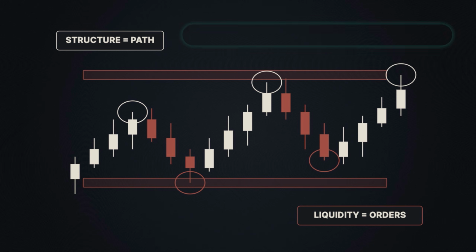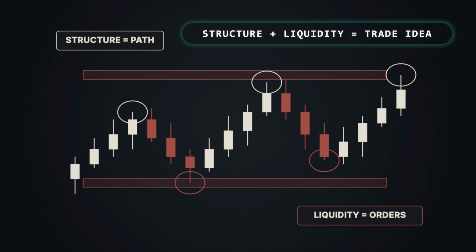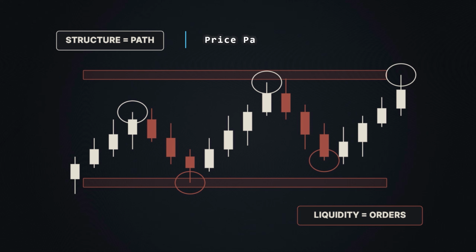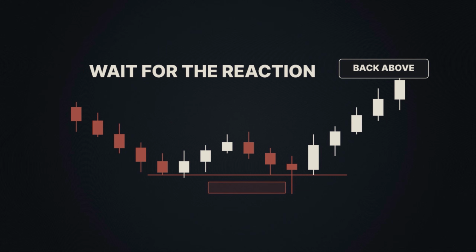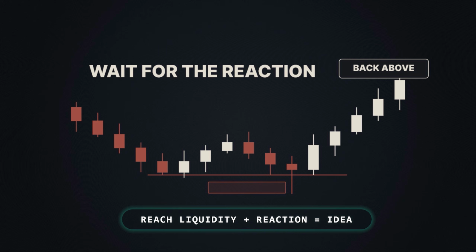This is how market structure and liquidity connect. Structure shows the path price is building. Liquidity shows where orders are likely sitting around that path. The real trade idea comes from what price does after it reaches that liquidity.